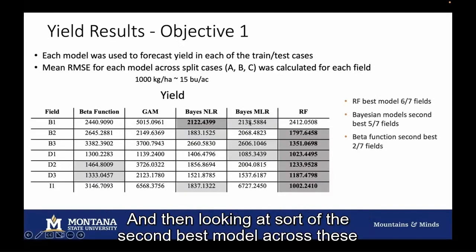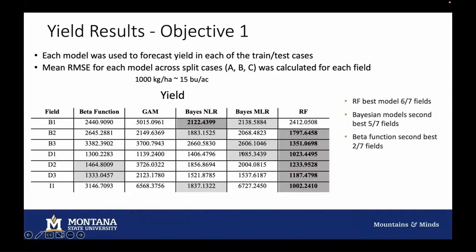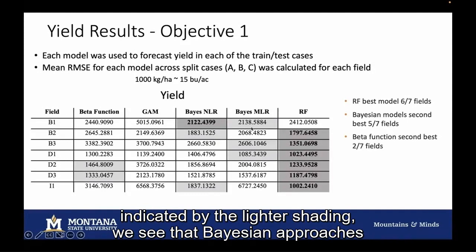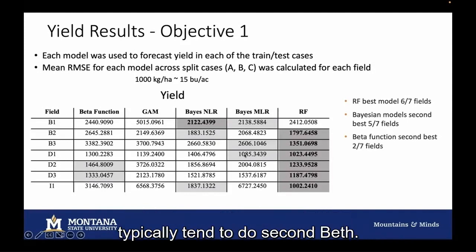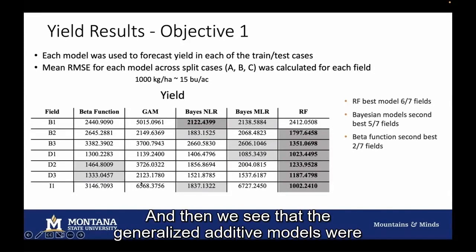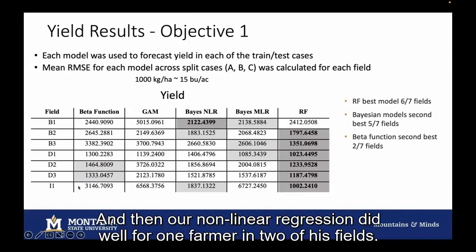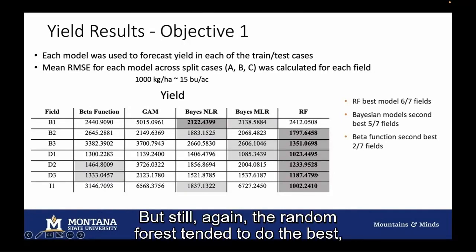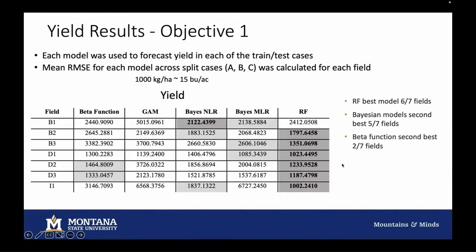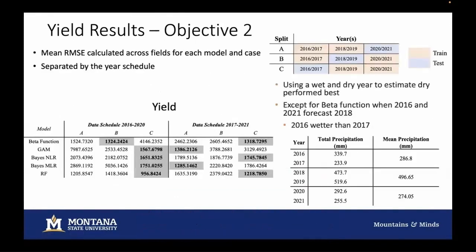And then looking at the second best model across these, indicated by the lighter shading, we see that Bayesian approaches typically tend to do second best compared to the random forest. And then we see that the generalized additive models were not very predictive for yield. And then our nonlinear regression did well for one farmer in 2 of his fields, but still, again, the random forest tended to do the best across all of our fields.